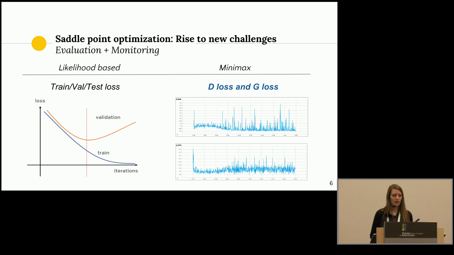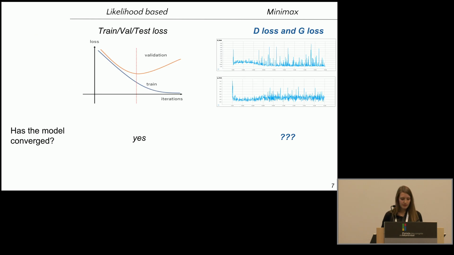Another problem for saddle points that is inherently different to the likelihood case is in terms of evaluation. And this comes mostly in two flavors: comparison of different models, and having a metric that can be used for monitoring throughout the training. So in particular, if a practitioner is trying to decide whether the model has converged, looking at the train and validation curve in the likelihood case is very useful, whereas looking at the discriminator and generator loss for training, again, is known to not be meaningful.